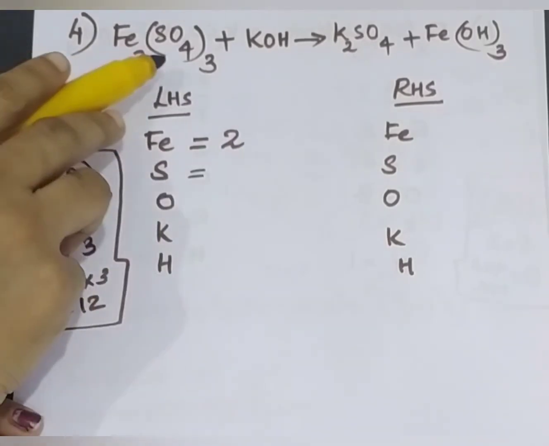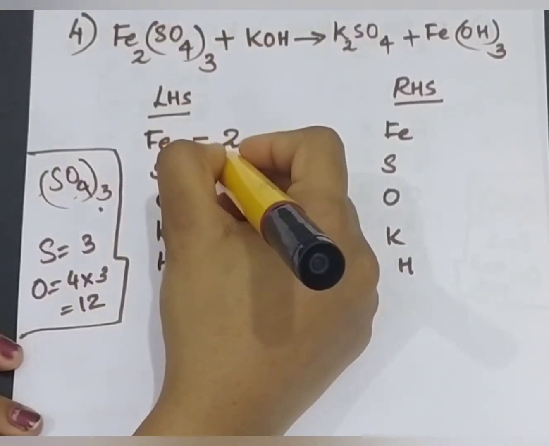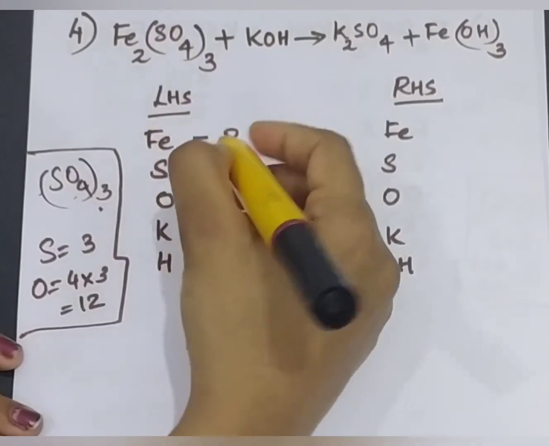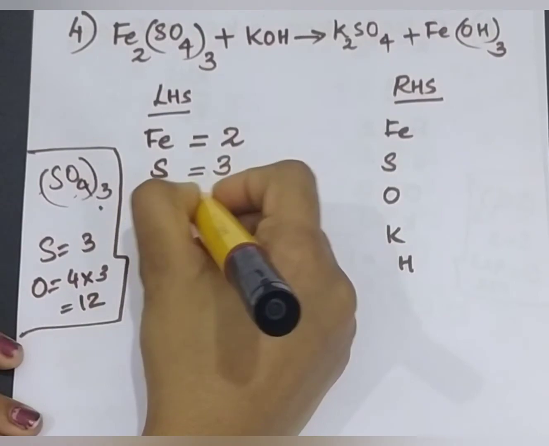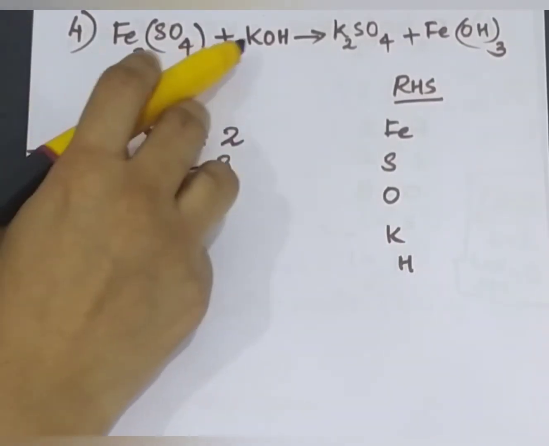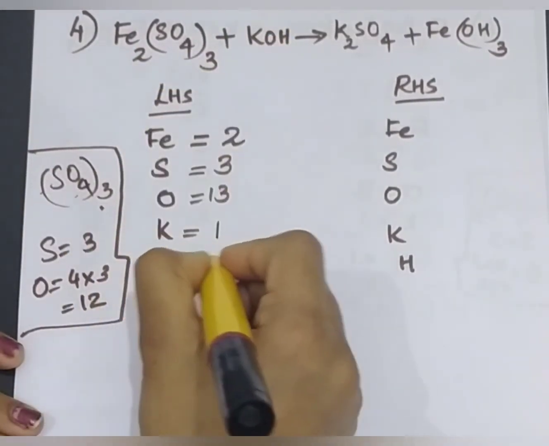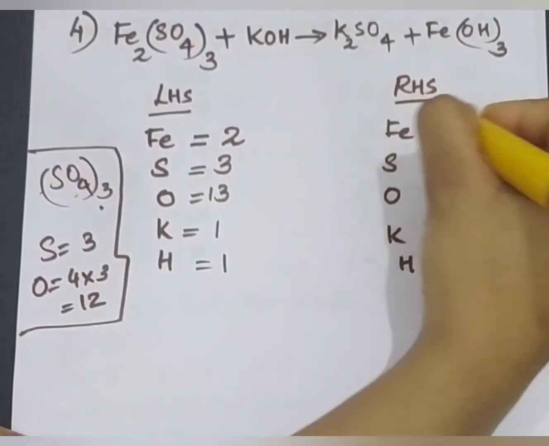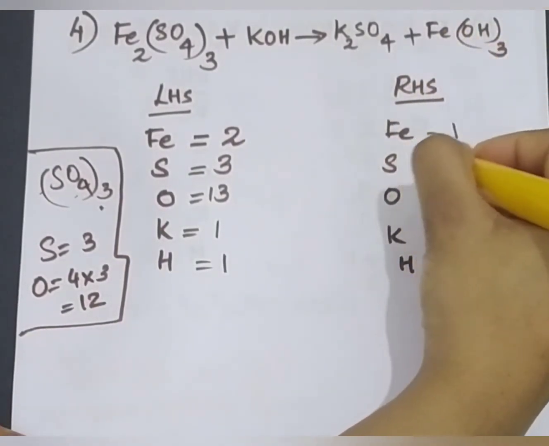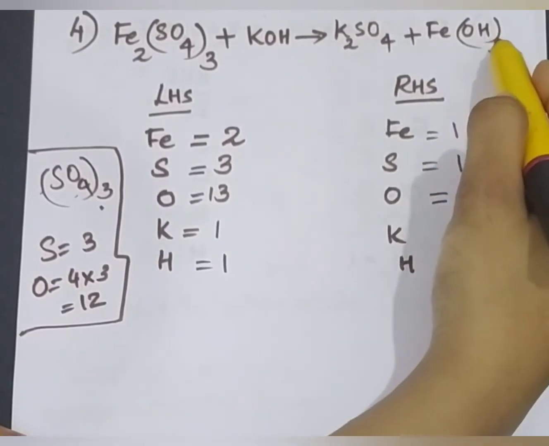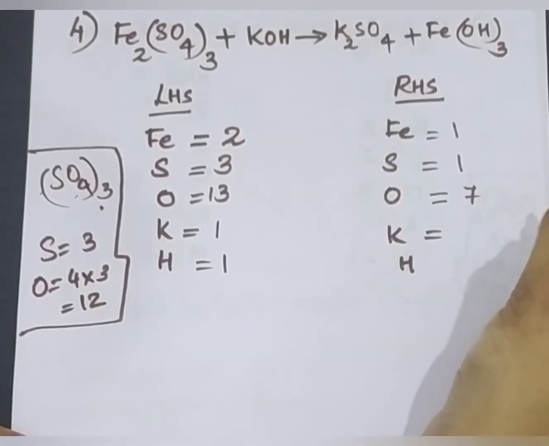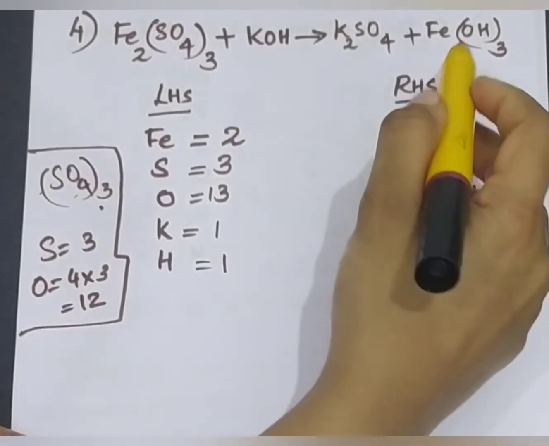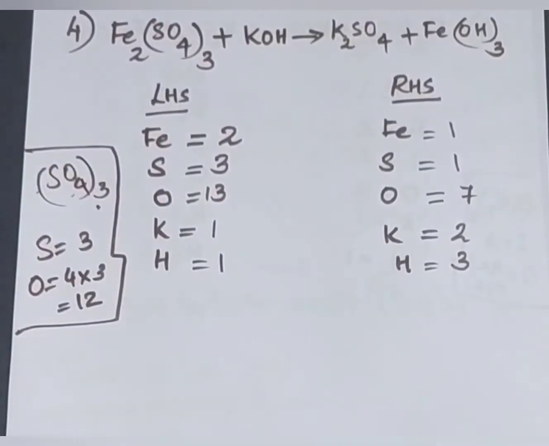So sulfur becomes 3, and oxygen, 4 3s are 12 plus 1 is there. One more is there, so it's 13. And potassium is 1. Hydrogen is 1. Now on the right, iron it is 1. Sulfur it is 1. Oxygen it is 4 plus 3, this becomes 7. Potassium it becomes 2. Hydrogen becomes 3. The 3 is for OH. For oxygen, hydrogen 3 is needed.